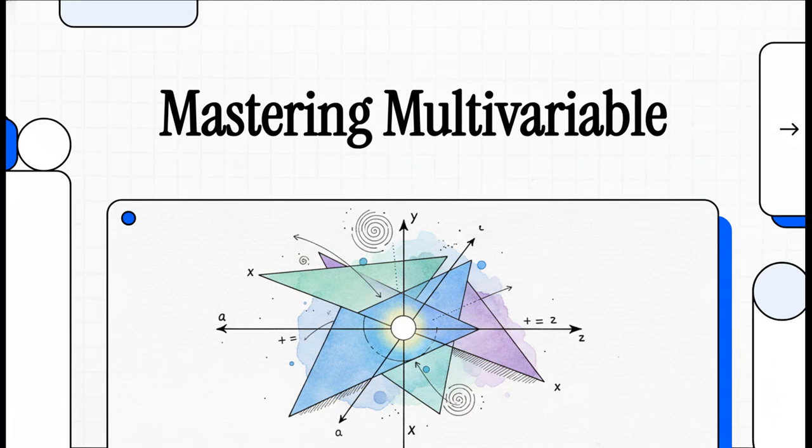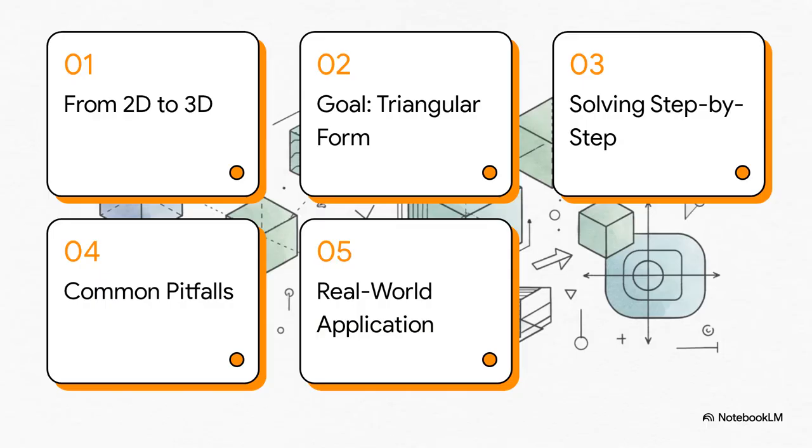Have you ever hit a problem with more than two variables and just stared at it? Well, if you have, you are in exactly the right place. Today, we're going to master multivariable linear systems. This is the method, the systematic way, to find that single point where things intersect in three-dimensional space. Let's jump right in.